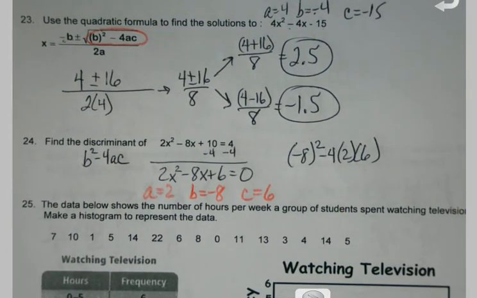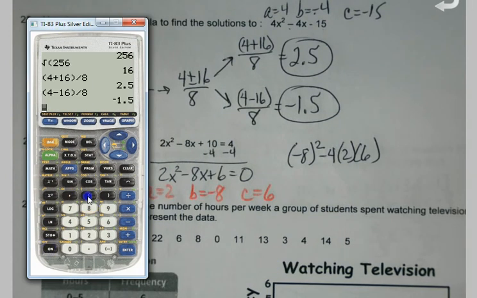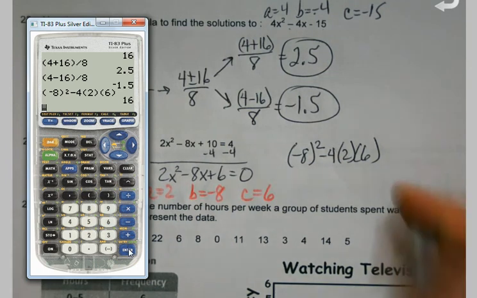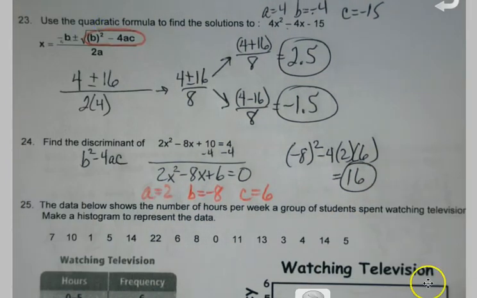So let's see here. What do we get? Negative 8 squared minus 4 times 2 times 6. 16. And that's it. Don't make life complicated.